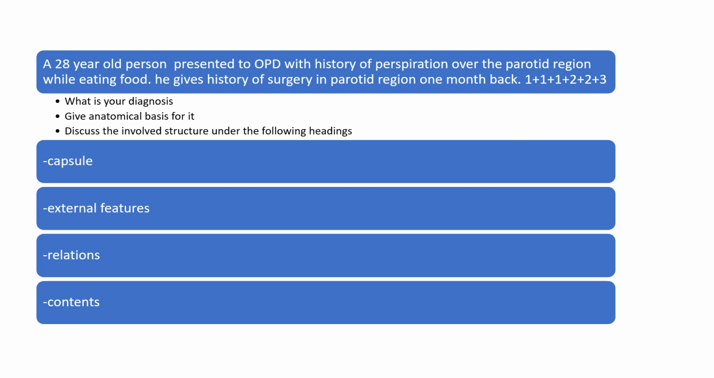Discuss the involved structure. In the parotid region, you have a gland and that is known as the parotid gland. So this question is on the parotid gland. Now you can see here, they've asked about the capsule. The external features and capsule we have already discussed in part 1. Relations also we discussed in the last class. Now we are going to discuss the contents of the parotid gland.